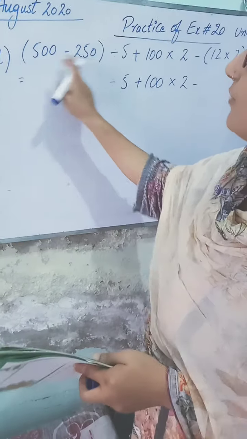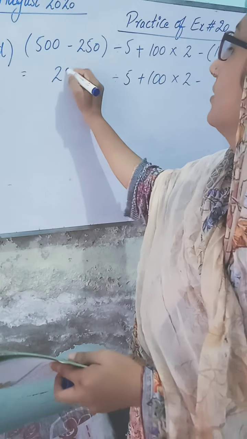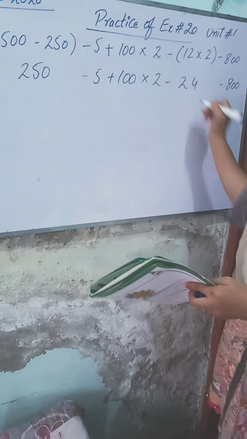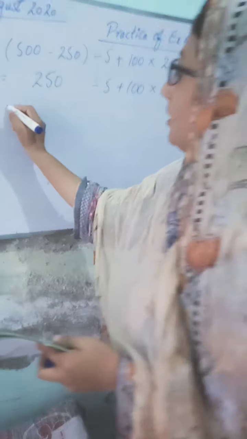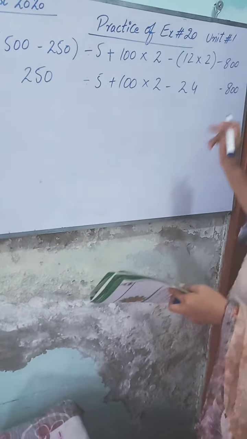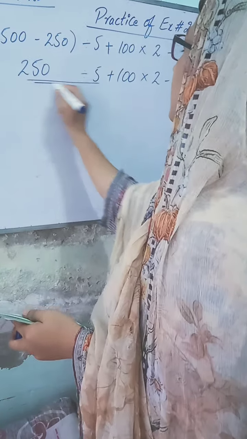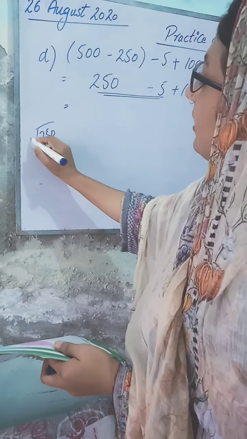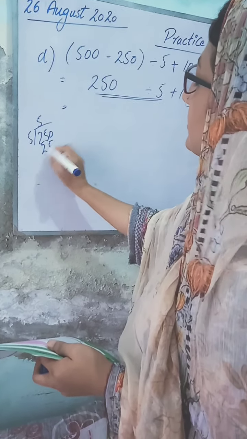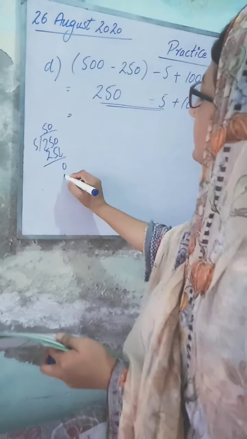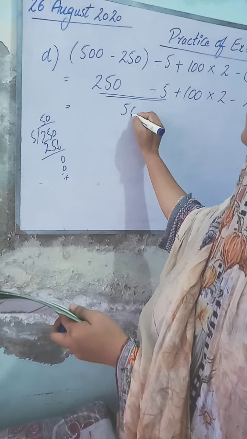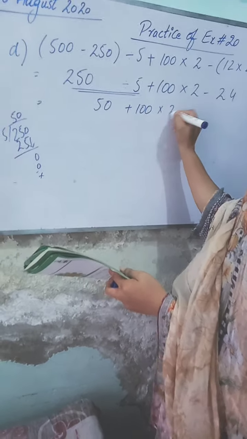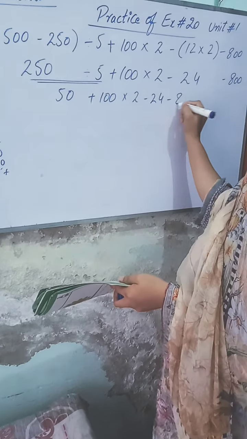When we solve it, 500 minus 250, the answer is 250 here. And when we multiply 2 with 12, the answer is 24. Now both the brackets have been solved. Now in the next one, we will firstly solve the division. The division sign is in between these two numbers. When we divide 250 by 5, 5 5s are 25, 0. 5 zeros are 0. The answer is 50. So we will write here 50 plus 100 multiply 2 minus 24 and minus 800.